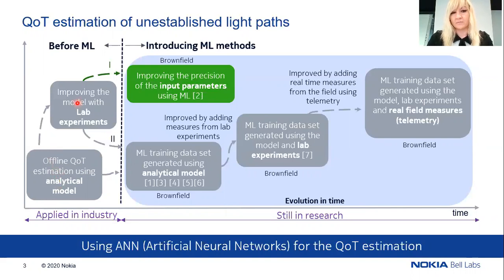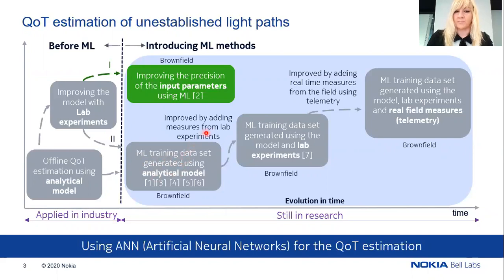With the arrival of machine learning methods, we can go in two directions. The first one is to improve the precision of input parameters using machine learning, or we can go in the direction of completely replacing the QoT tool using machine learning. In that case, we need a data set. This training data set can be generated using the analytical model.